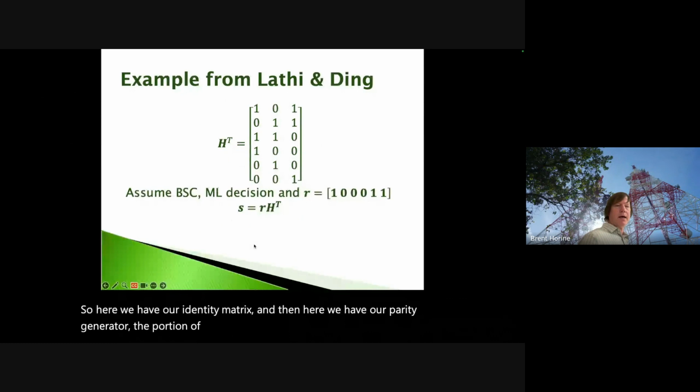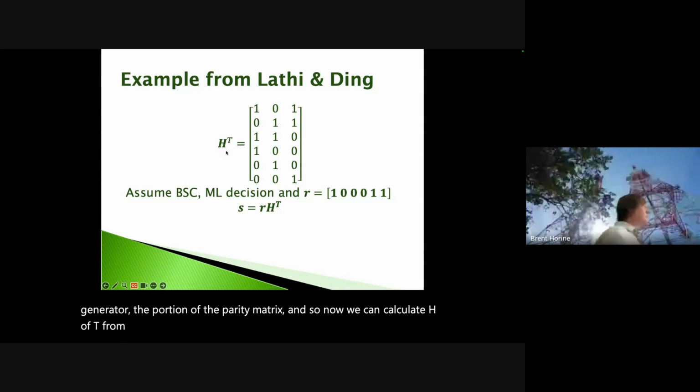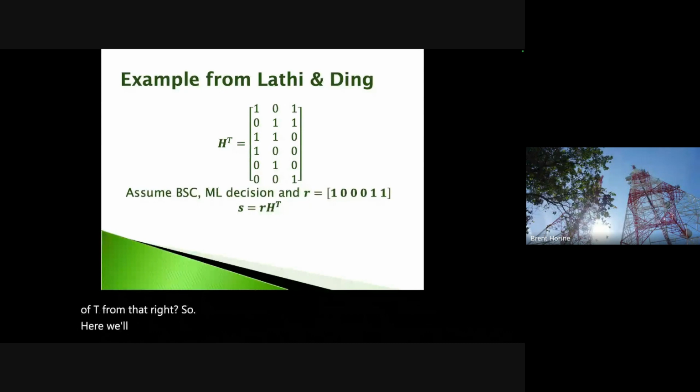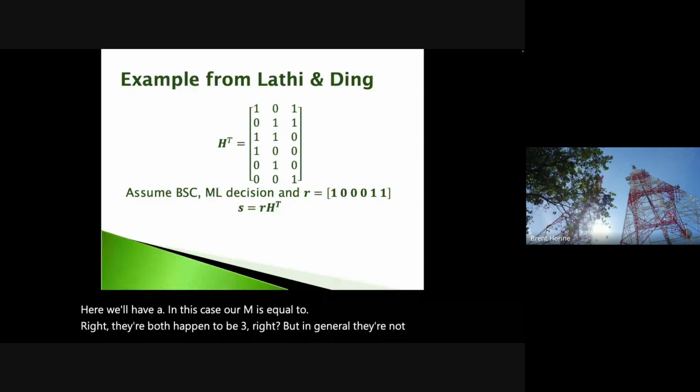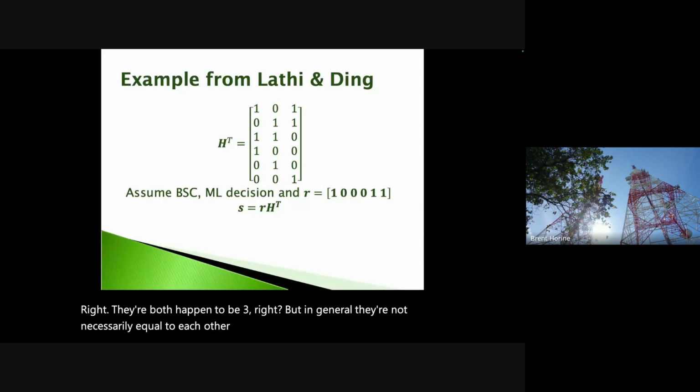And so now we can calculate H of t from that, right? Here, in this case, our m is equal to our k, right? They both happen to be 3, but in general, they're not necessarily equal to each other. It's just that n is 6 and k is 3, and therefore this m is also 3.